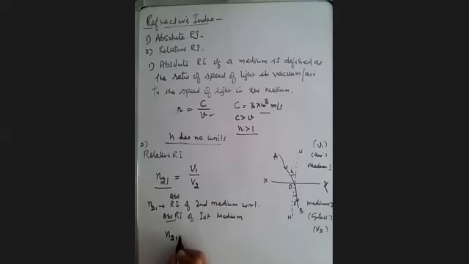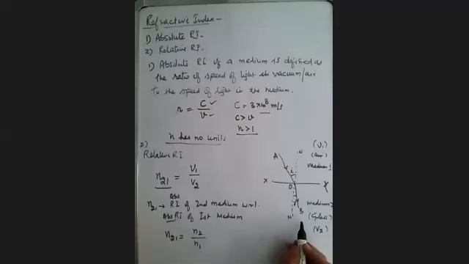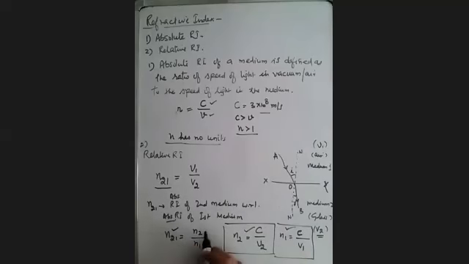So we can write like this also: n21 is equal to n2 divided by n1. Now n2 we find out using this relation. So n2, that is absolute refractive index of second medium, is speed of light in vacuum or air divided by speed of light in glass or second medium, so v2. And n1 will be equal to c, that is speed of light in vacuum or air, divided by speed of light in the first medium, that is v1. So these are the two absolute refractive indices, n1 and n2, and refractive index of second medium with respect to first is equal to n2 divided by n1, where n2 is c divided by v2, n1 is c divided by v1.